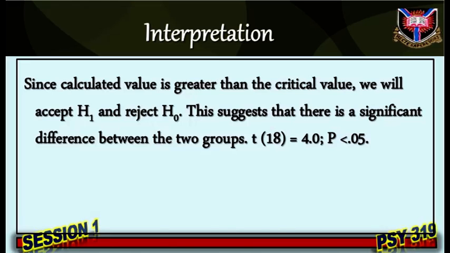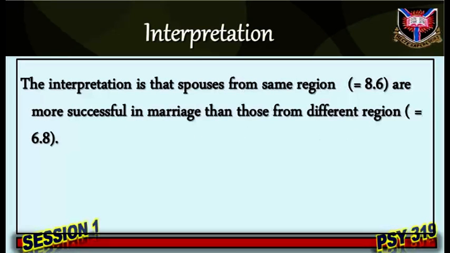This suggests that there is a significant difference between the two groups. T in bracket 18 is equal to 4.0, P less than 0.05. So the interpretation is that spouses from the same region, X bar is equal to 8.6, are more successful in marriage than those from a different region, Y bar is equal to 6.8.